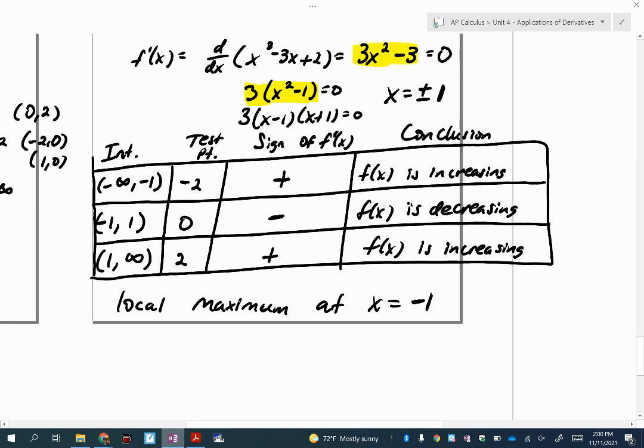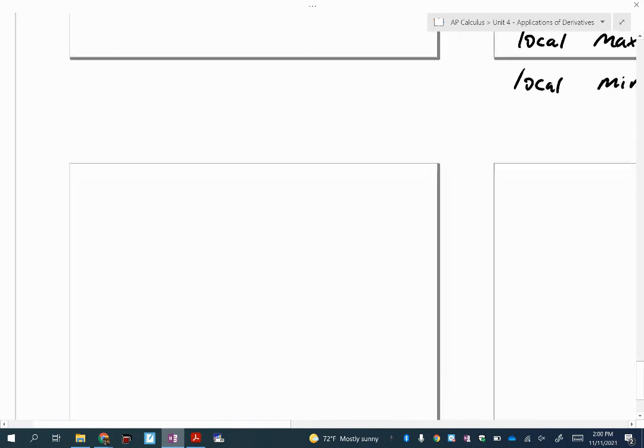And since I'm going from decreasing to increasing, I have a local minimum at my other critical point, which is x equals positive 1. So again, that's straight from a previous lesson, 4.5. Okay. Now, the last part. One more slide here before I graph it. I'm going to do the second derivative test.